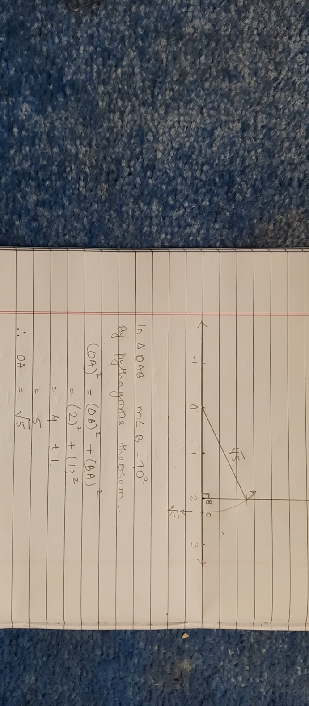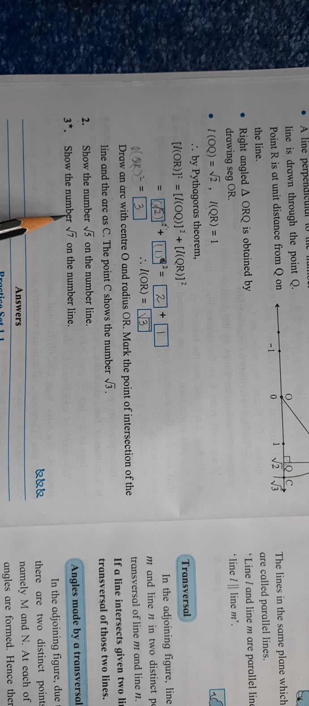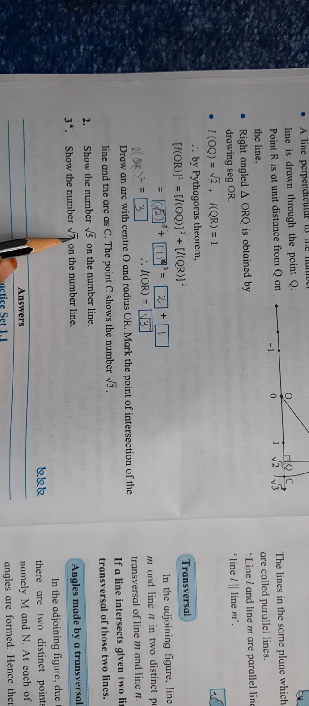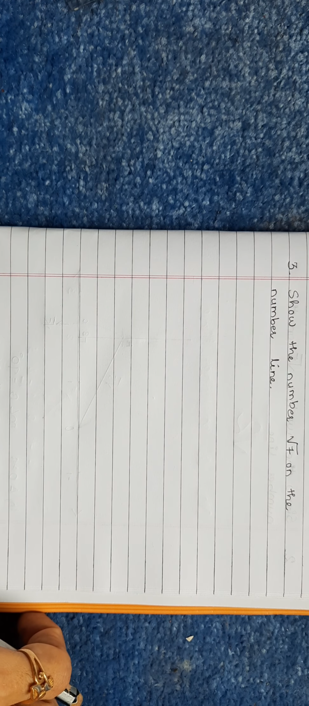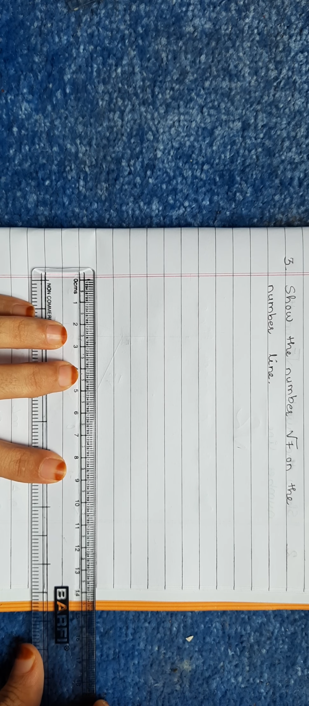Now let's go for the next question. Question number 3. Show the number root 7 on the number line. As you have shown root 5, you have to show root 7. To show root 7 on the number line, we will follow the same method as we have followed in question number 2. So we'll draw a number line here taking the distance of 2 centimeters.